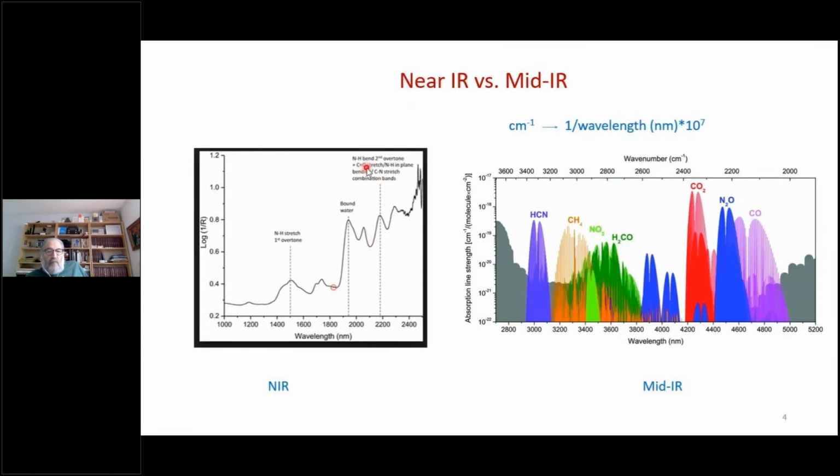So here you can see an H bend, second overtone plus CO stretch, an H in plane bending, CN stretch. So this is like a combination of several bands. You need to be able to decipher this signal. It's not as straightforward as the mid IR.